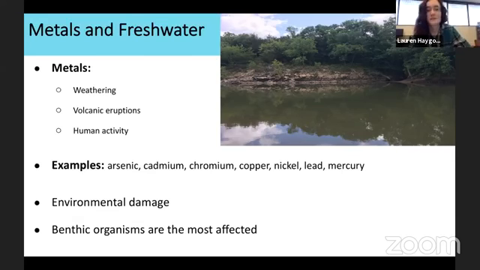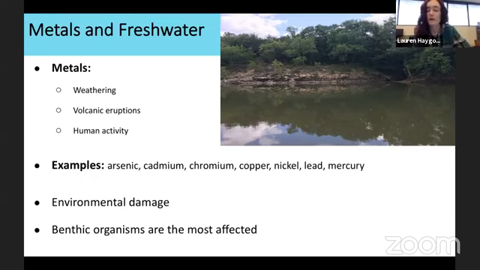And so examples of metals in water include arsenic, cadmium, chromium, copper, nickel, lead, and mercury, and there's also lots more. And so metals in freshwater systems can pose environmental damage, and by environmental damage, I mean they can pose threats to aquatic life, because aquatic life is also subject to metal toxicity. They can pose risks to human health. So we drink water. And so if there's an increase of metals in our water supply, then that's going to pose health problems to us.